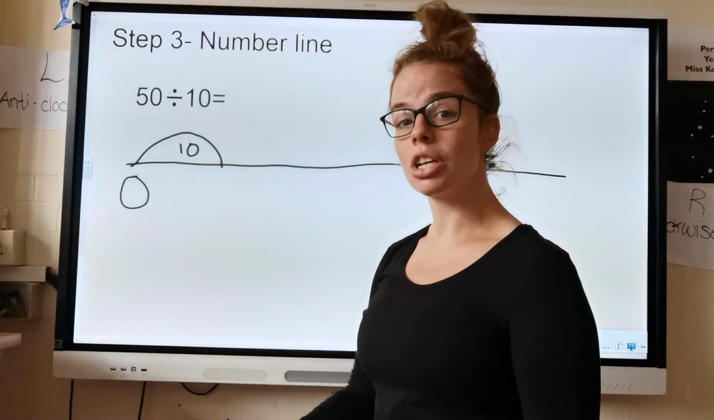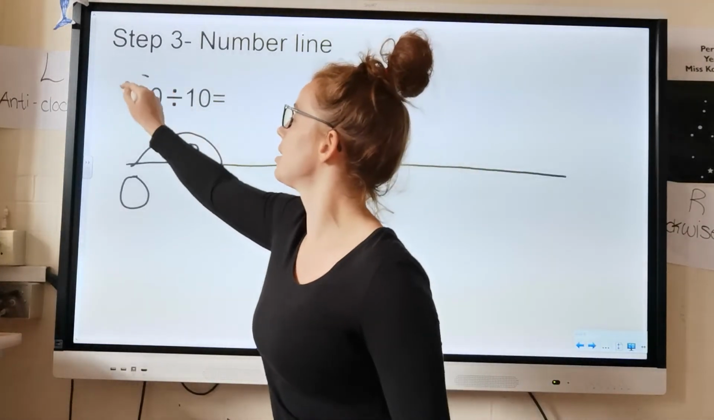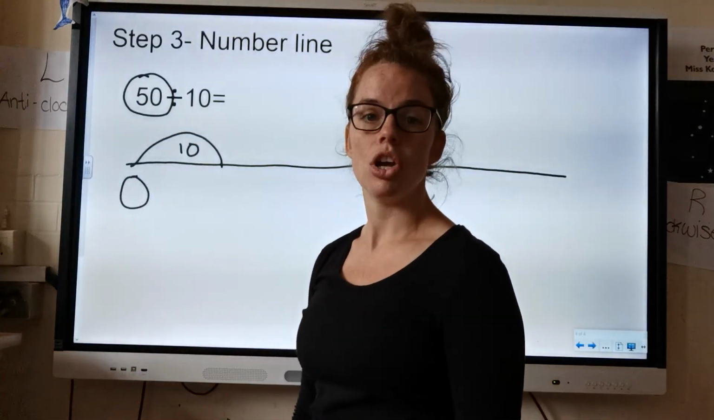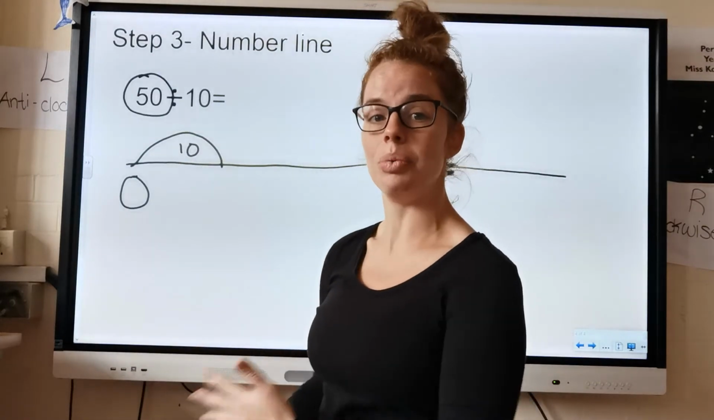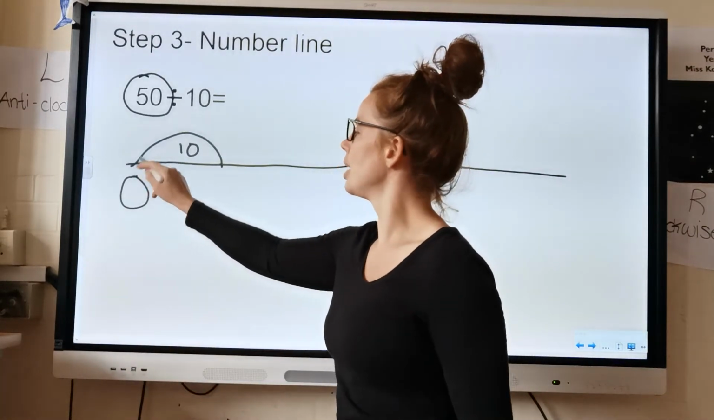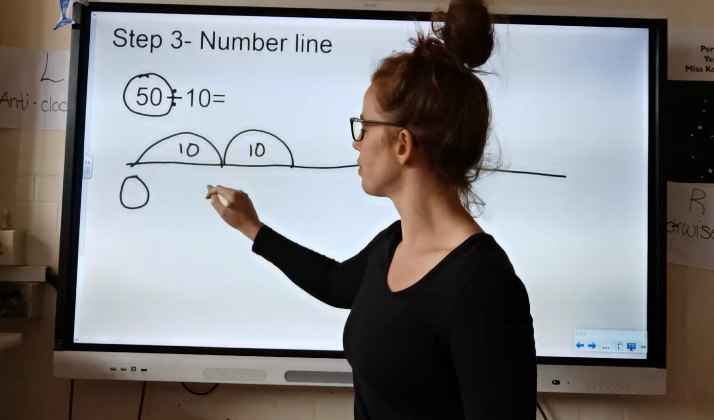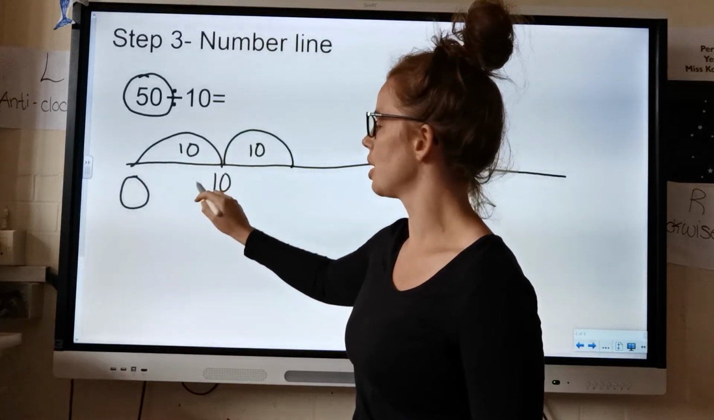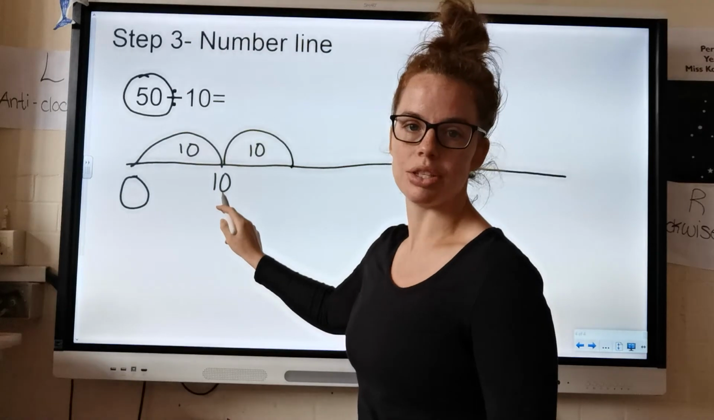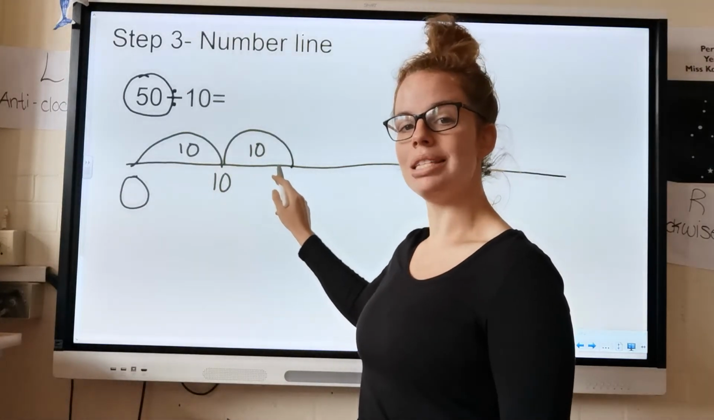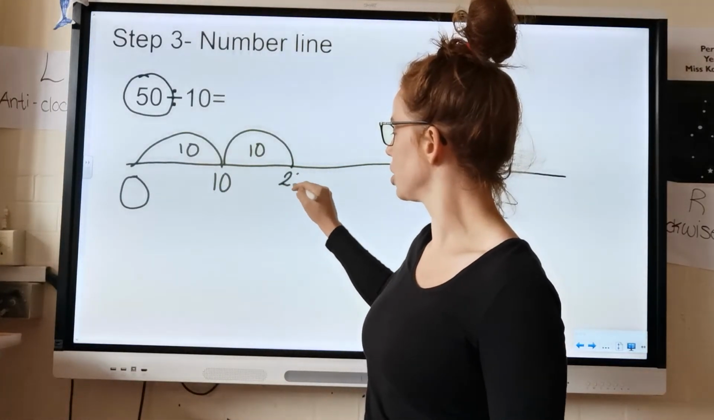Okay? And we're going to go until we get to our big number, which is 50. So we're going to count in tens until we get to 50. So we have 1, and then we do 10 more. Oh, I forgot to write 10 here. Sorry, guys. So they write 10 underneath the jump as well. And then plus 10 is 20. So 20 would go here.